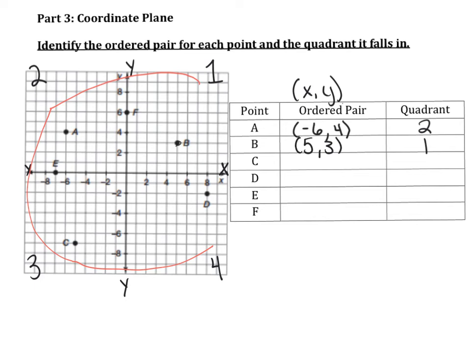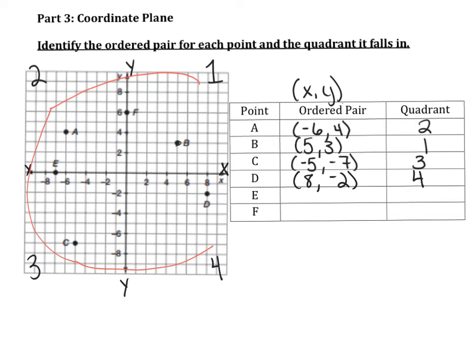C is down here, and it is at negative 5, negative 7. So I write negative 5, negative 7, and it is in quadrant 3. Next we have D. D is at 8, negative 2. So 8, negative 2, and that is in quadrant 4.